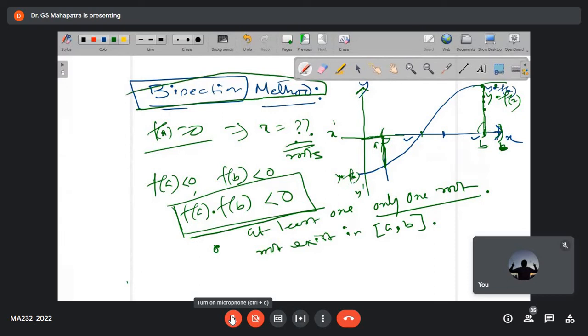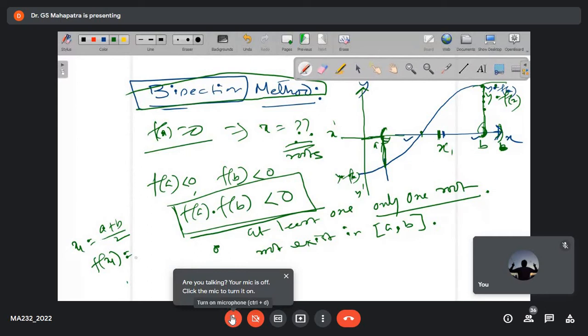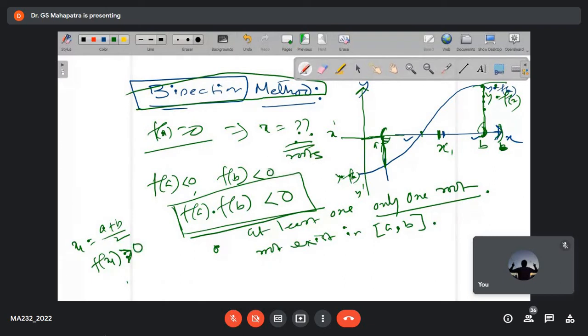So now this is the total length we have considered. Now let us consider this is the middle. Okay, this is the middle, say x1. So at x1, what is x1? A plus b by 2, the middle point. So now at the middle point, what is the value of f of x1? Positive or negative? Positive, sir. Positive.